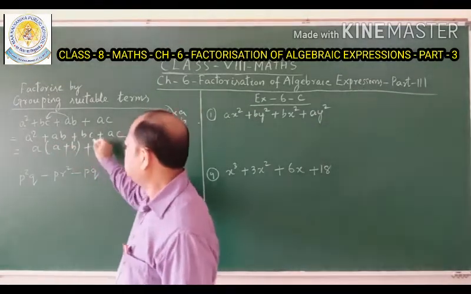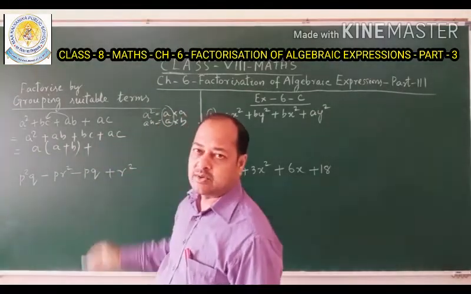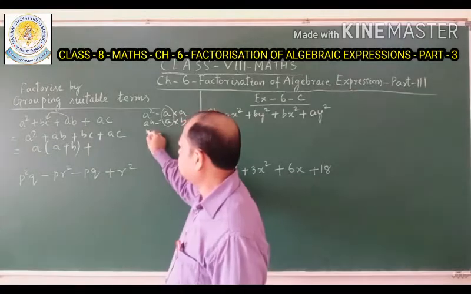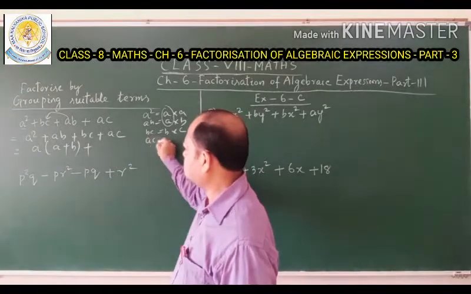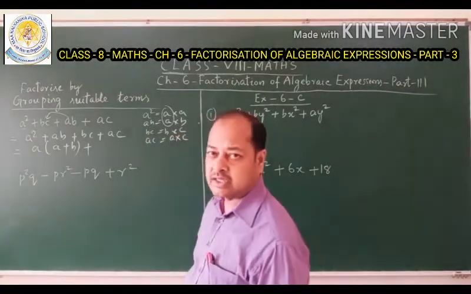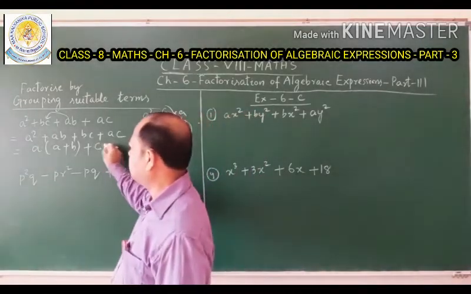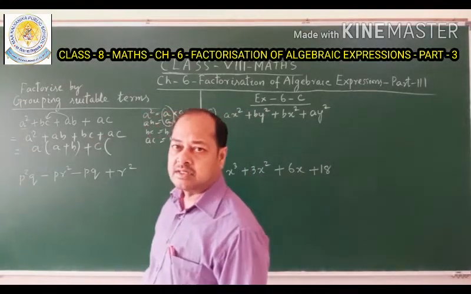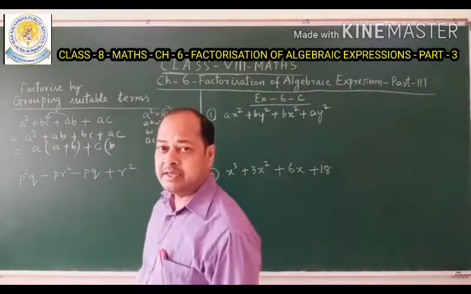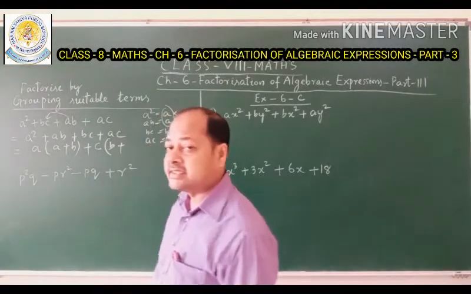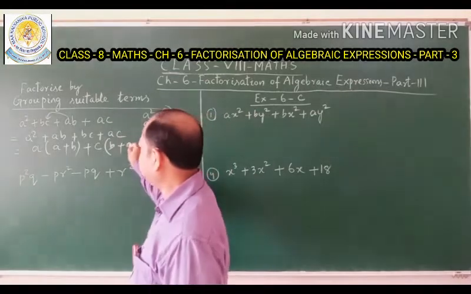Plus, from bc and ac, what is common? bc consists of b into c, and ac consists of a into c. So the common factor here is c. If c is common, what will be inside the bracket? That is definitely b. Plus from ac, if you take c common, then a is left.